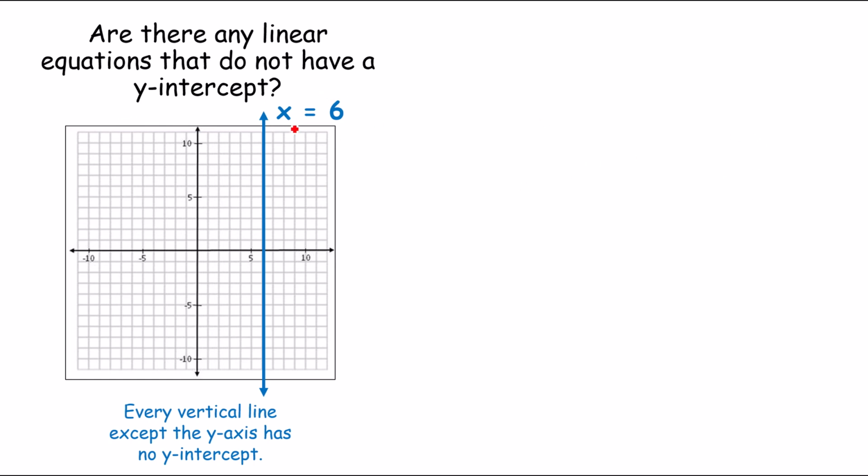The reason for this is that if you look at all the coordinates on this line, this is the point 6, 0, 6, 1, 6, 2, 6, 3. This says regardless of what your y is, x will always be a 6. And notice since it's vertical, it will never cross the y-axis.